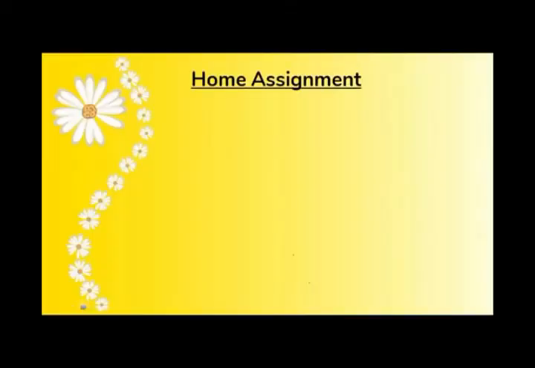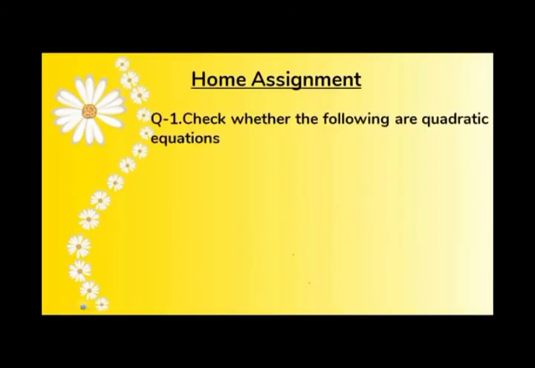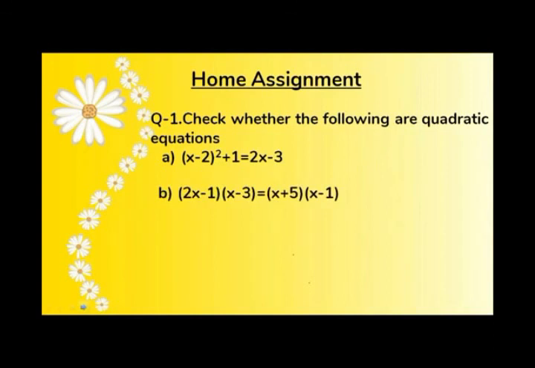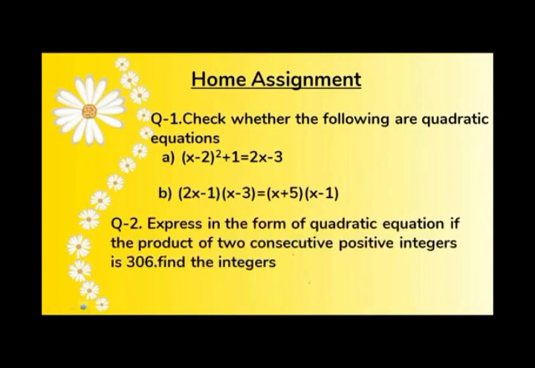Now some questions for your home assignment. Let us take some questions. Question number 1 is whether the following are quadratic equations or not. There are two equations given to you. In question number 2, express in the form of quadratic equation: if the product of two consecutive positive integers is 306, then find the integers. You have to find the integers in this case.